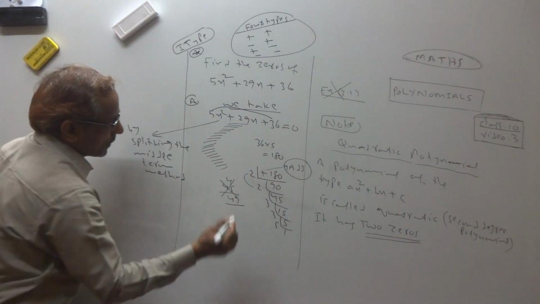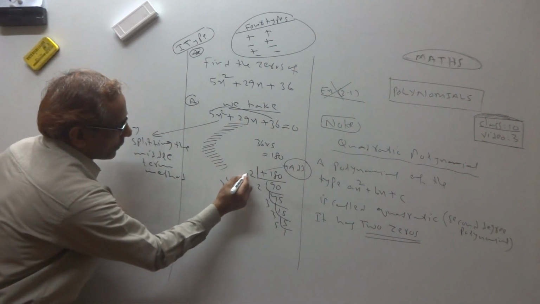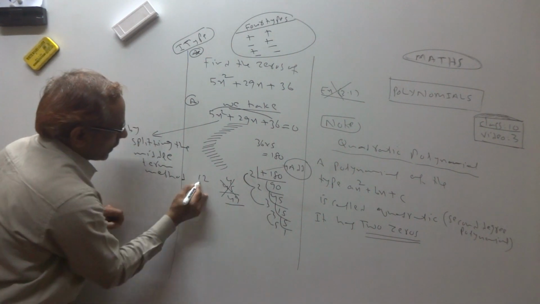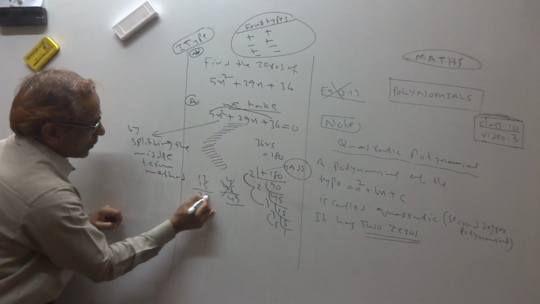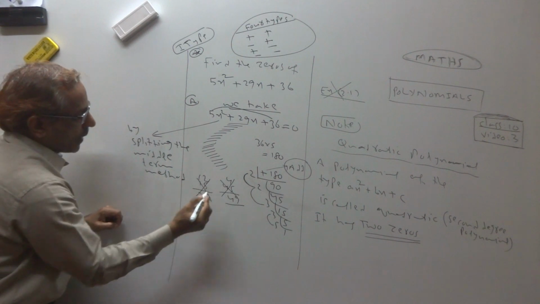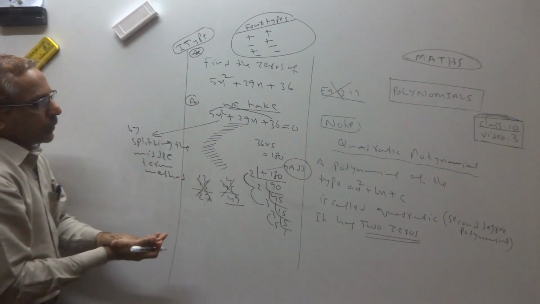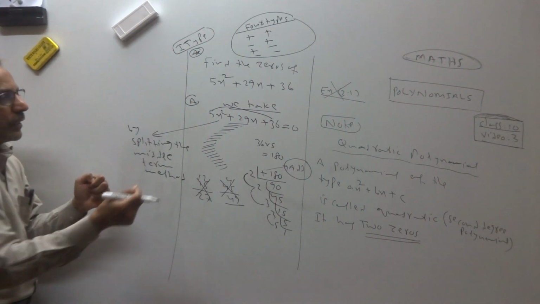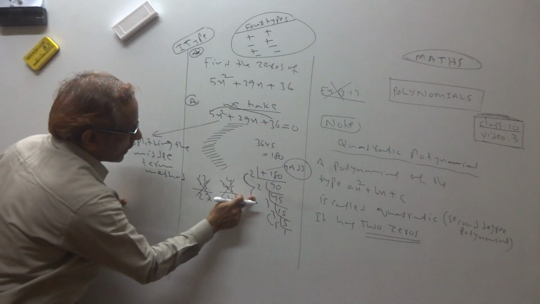So don't take this. Change the idea. 2 twos are 4, 4 threes are 12. 3 fives are 15. 15 and 12 add to 27. I am not getting 29. So we have to decide two numbers. If we add them, we should get what? 29.